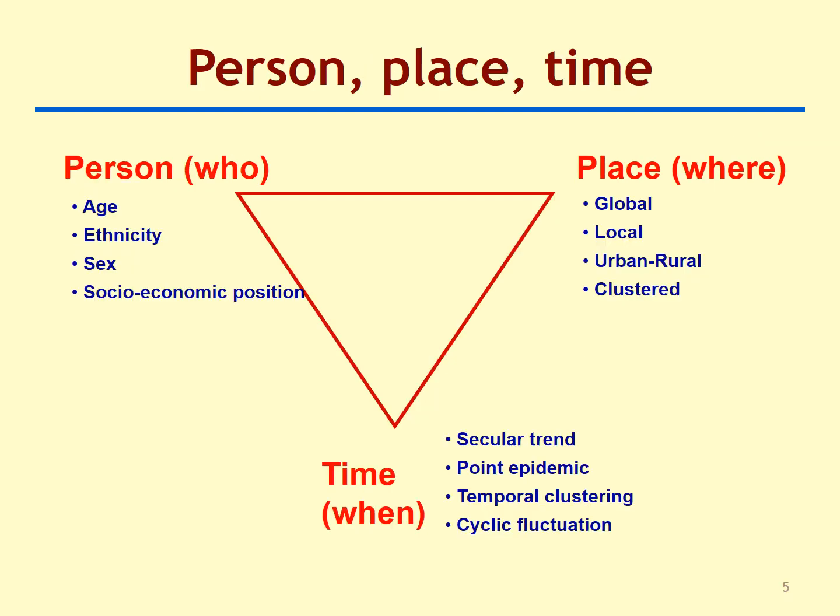So the same structure can also be used to think about the three key factors that may determine chronic diseases. We have the person, and they too have their attributes: age, sex, ethnicity, socioeconomic position. We have the place, which highlights where they are in global places. Is it a local issue? Is it urban versus rural? Is it clustered in one place, or is it everywhere?